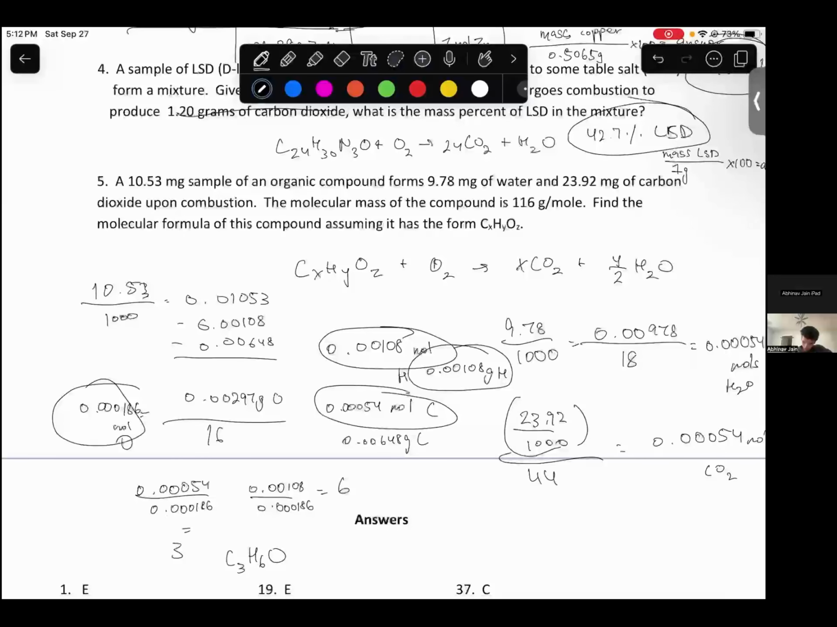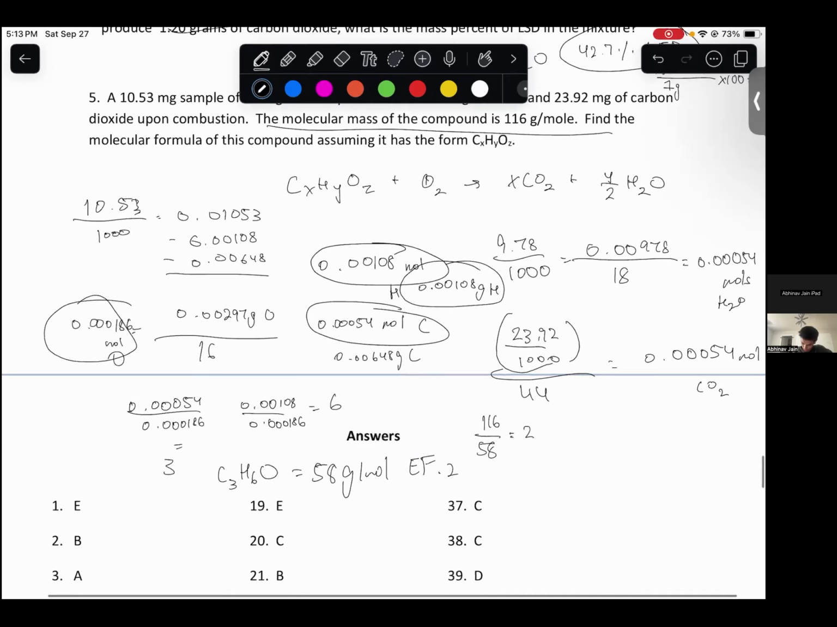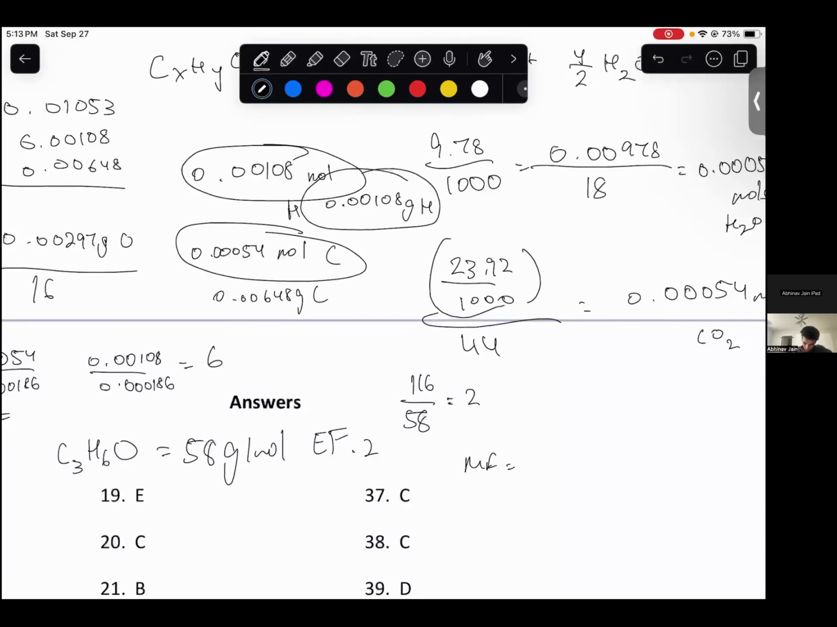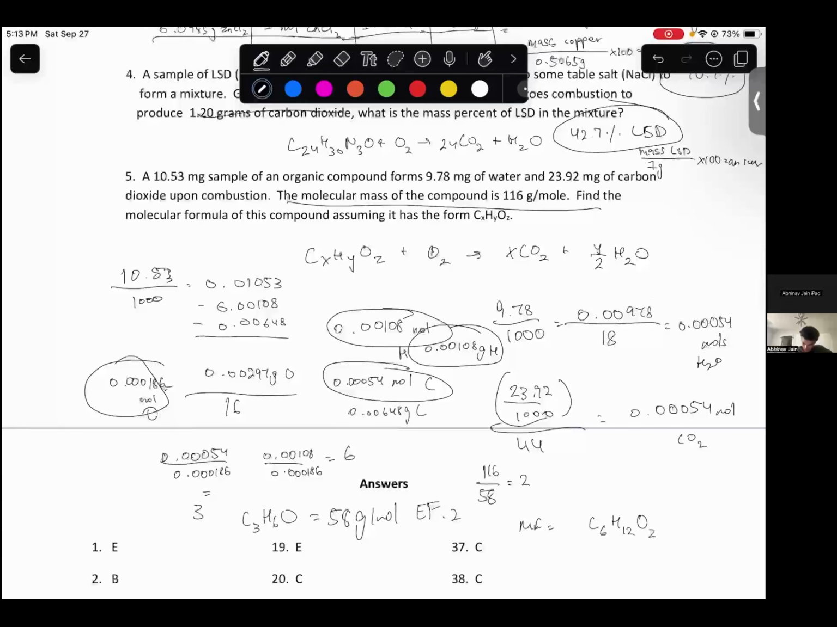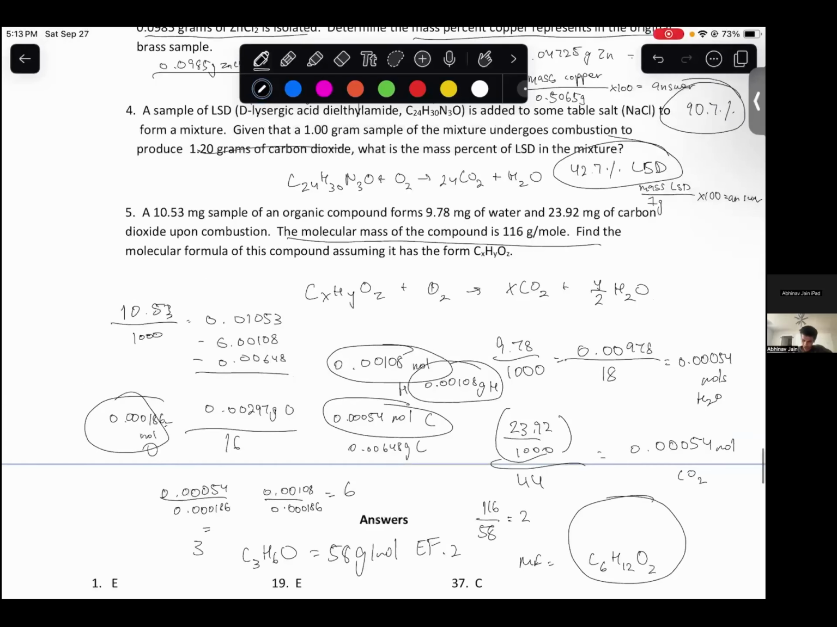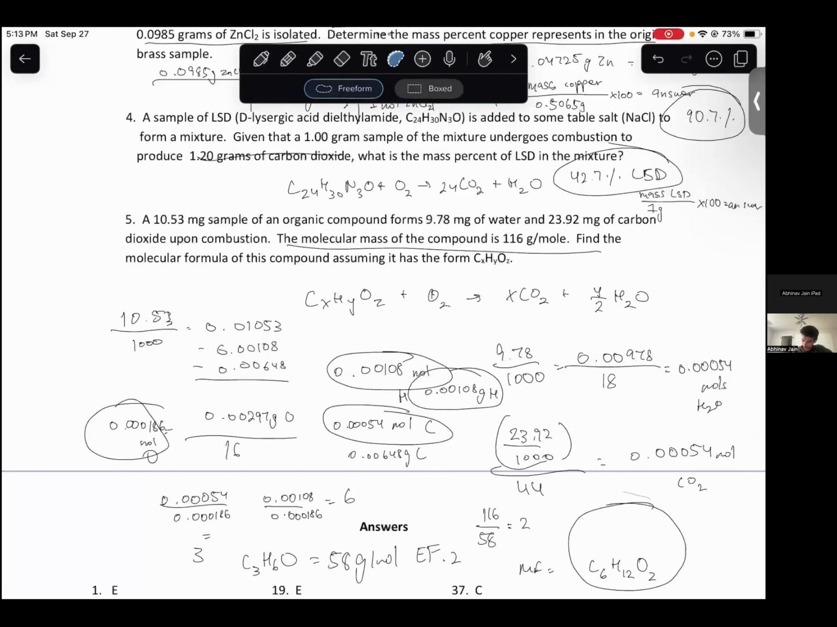So the compound has a molar mass of 116. Let's check: this could be the empirical formula, or it could be the molecular formula. So 3 times 12 plus 6 plus 16 is a molar mass of 58. So that means this is going to be the empirical formula. And this is nice because 116 is exactly double 58. So we're going to multiply the empirical formula by 2, so the molecular formula is going to be C6H12O2. So that's our answer. Those are all the solutions. Good luck on your test.